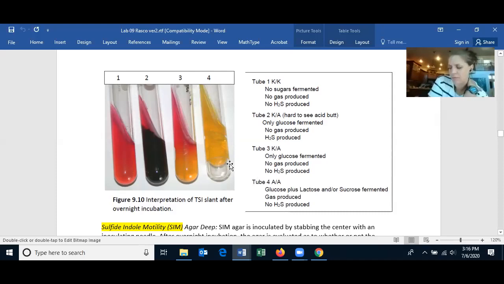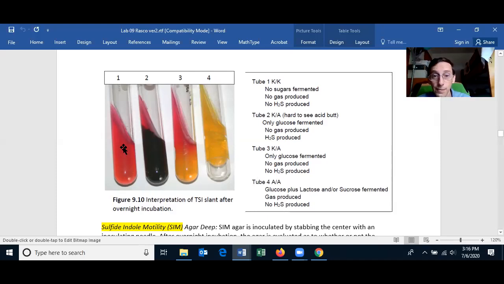Would the negative result for all of those be pink or red other than the hydrogen sulfide production? Did that start out as pink or red? This tube is negative for triple sugar iron. No sugars are fermented, no gas is produced, no hydrogen sulfide is produced. Does that tell you tube 1?